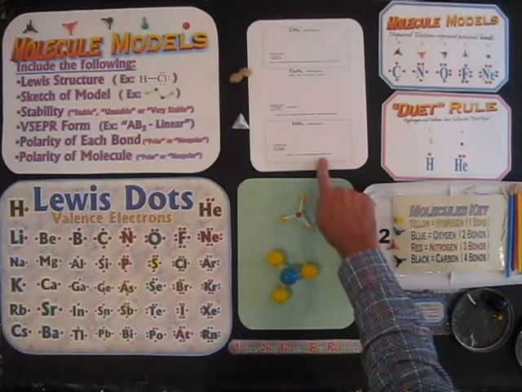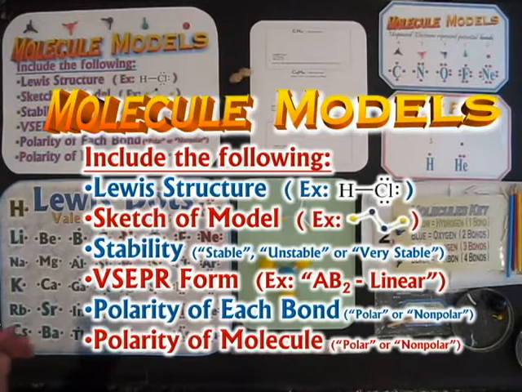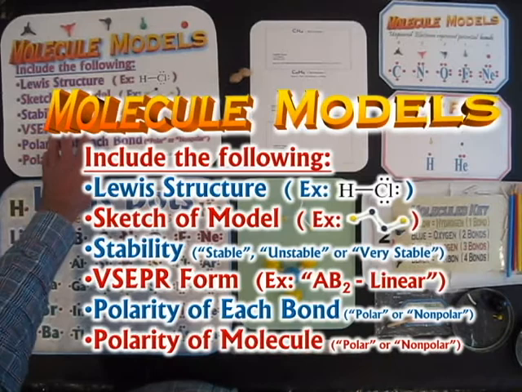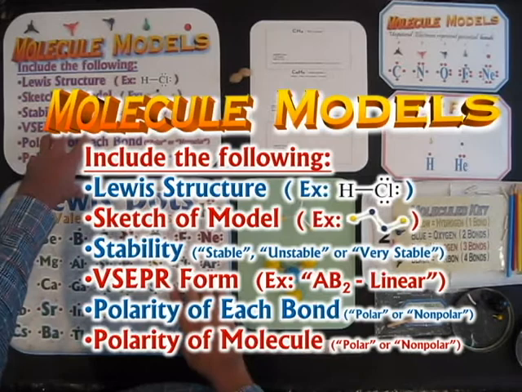So that's enough for you to draw the molecules. Don't forget to do the Lewis structures. Don't forget to give me the stability. That's super easy. Pretty much almost all of them will be stable, by the way. I'd be very surprised if you had more than one that was unstable. Or even if you had one, think about it. Do you have any that are unstable?